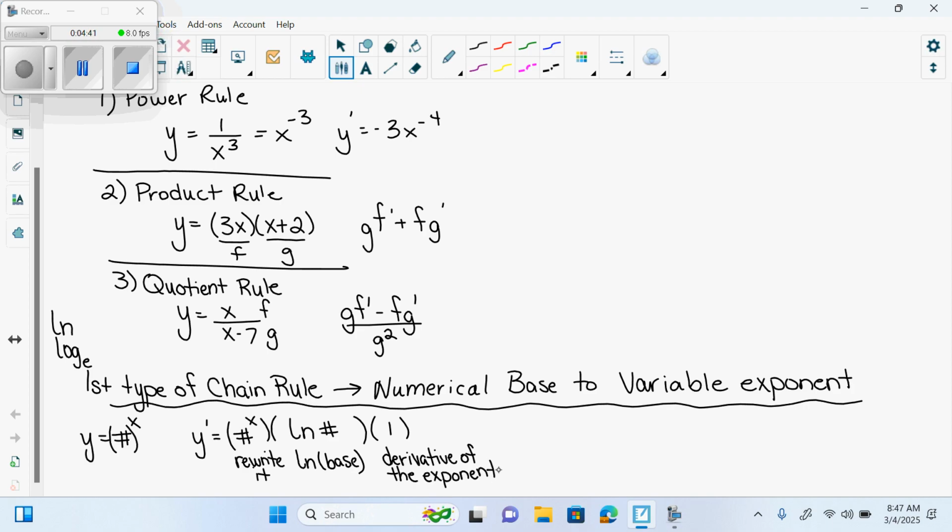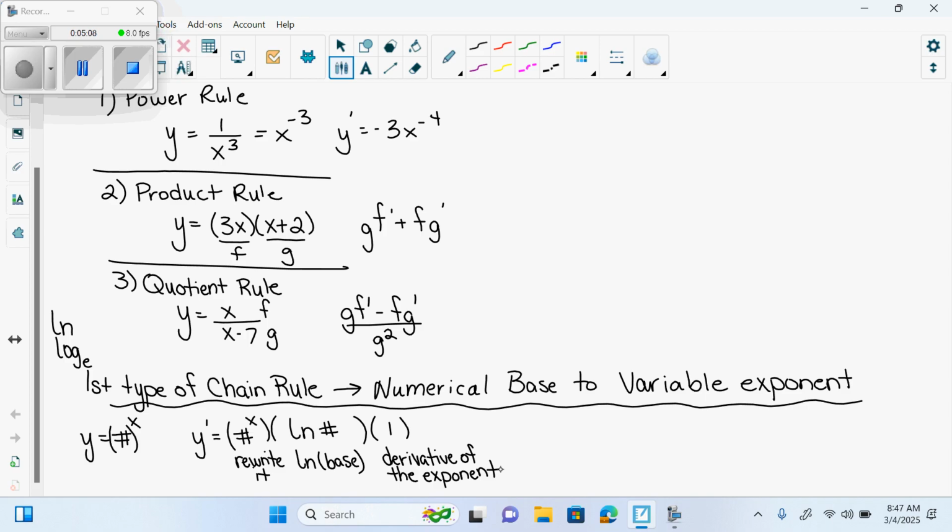So do you see how there's 3 chains every single time, when you have a numerical base to a variable exponent? We've always dealt with, so far, variable bases to numerical exponents, like x squared, x to the 4, x to the 5. We can do those using power rule. But when your base is a number and your exponent is a variable, you have to use chain rule. Rewrite it, ln the base, derivative of the exponent. Okay?